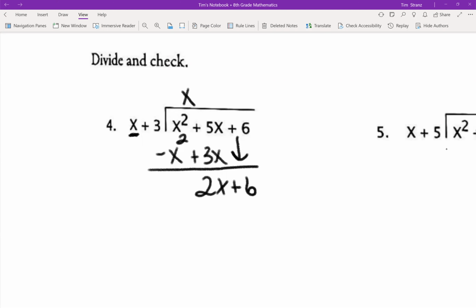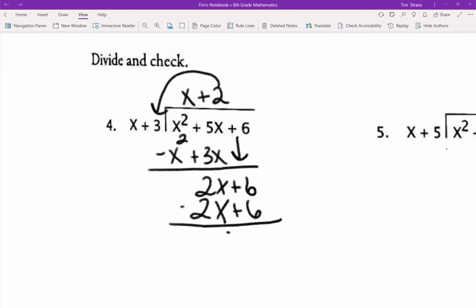So now you need to think, x times what is going to give me this 2x? Well, x times 2, right? So I'm going to put a positive 2 here. And then I'm going to multiply this out. 2 times x gives me 2x, and 2 times 3 gives me a 6. When I subtract these, I get 0. So your answer is x plus 2.